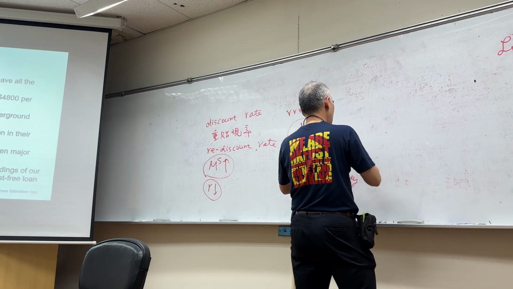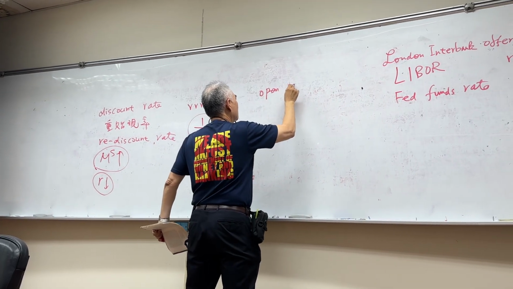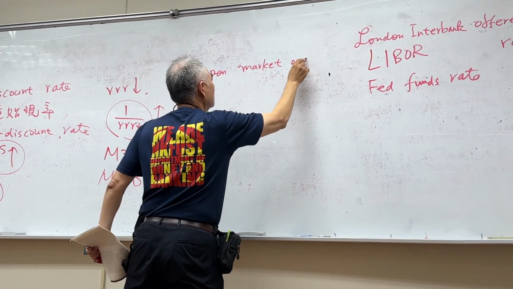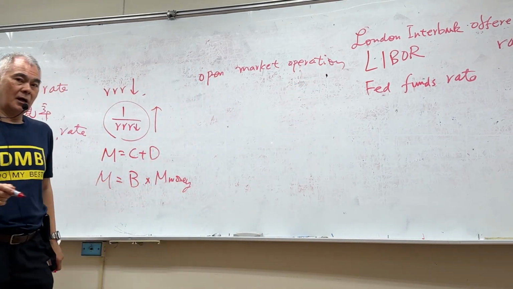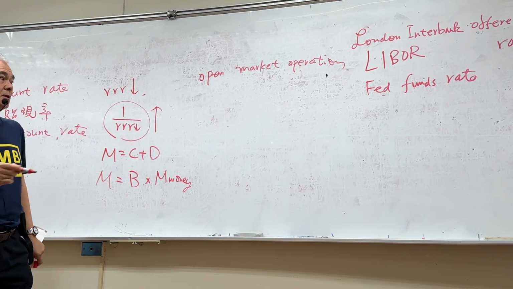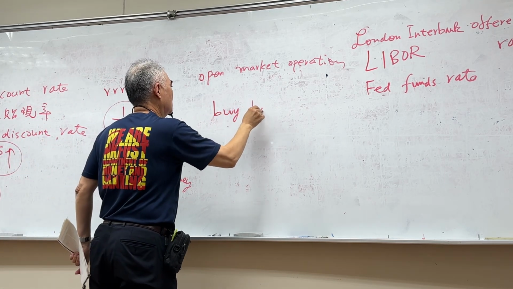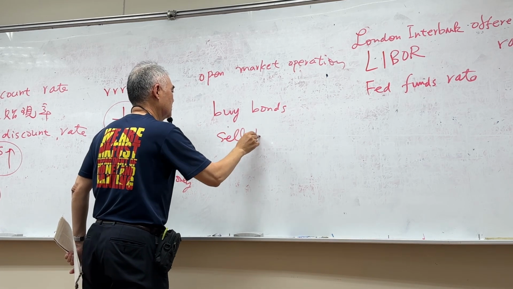The last one is what we call open market operation. What can the central bank do? They can buy bonds and they can sell bonds.